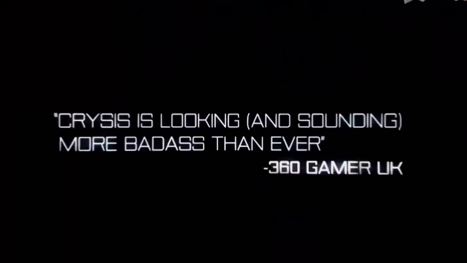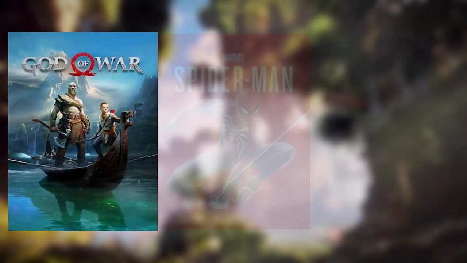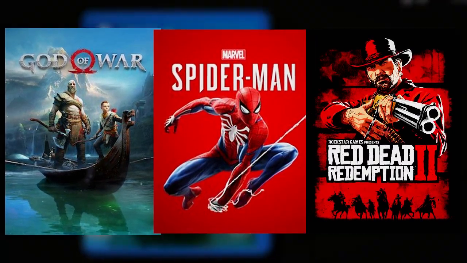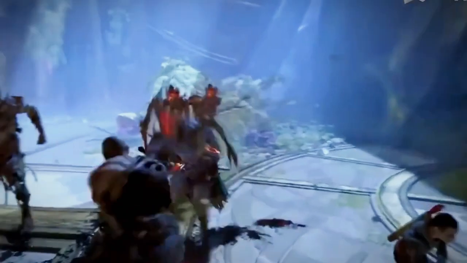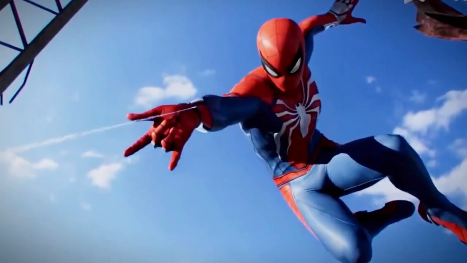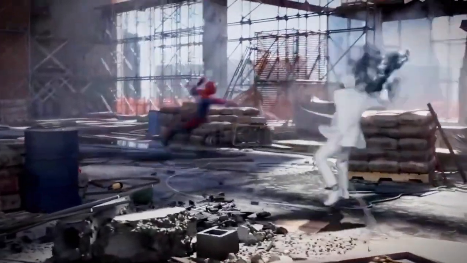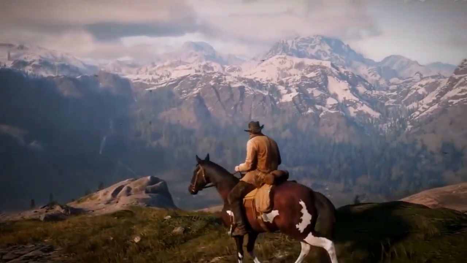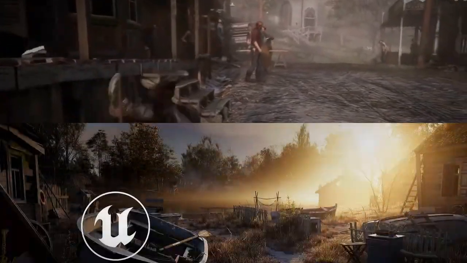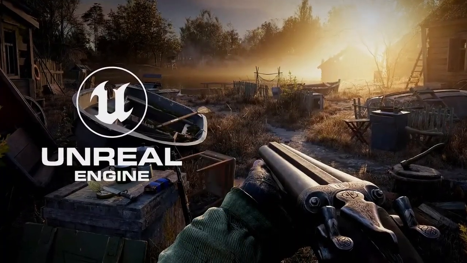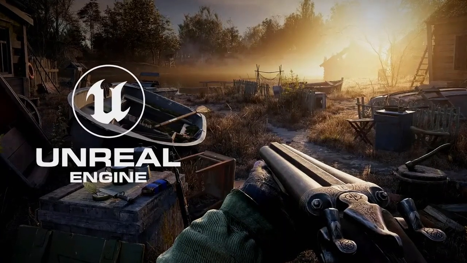The year 2018 set new benchmarks for graphics with releases like God of War, Marvel Spider-Man, and Red Dead Redemption 2. These titles not only featured phenomenal visuals but also incorporated intricate details, pushing the boundaries of what was possible in gaming. Game engines played a pivotal role in advancing graphics, and in 2020, Unreal Engine 5 was revealed, supporting the next generation of consoles.